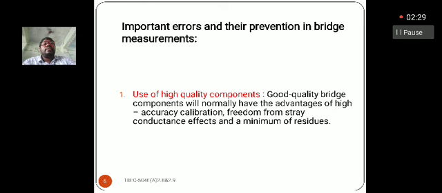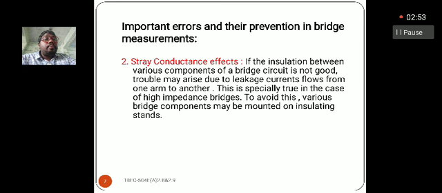The first method is to use high quality components. Good quality bridge components will normally have the advantage of high accuracy, calibration, freedom from stray capacitance effects, and minimum residues. That's why, to prevent the errors in the bridge circuit, we use high quality components. Second one is the stray capacitance effects.